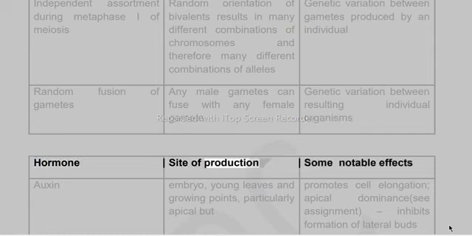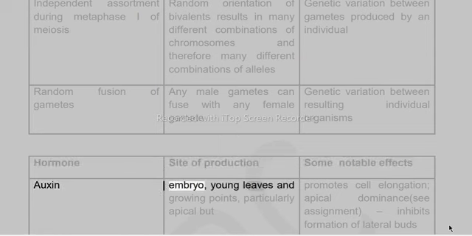Hormone, site of production, some notable effects. Auxin: embryo, young leaves and growing points, particularly apical bud. Promotes cell elongation, apical dominance, inhibits formation of lateral buds.